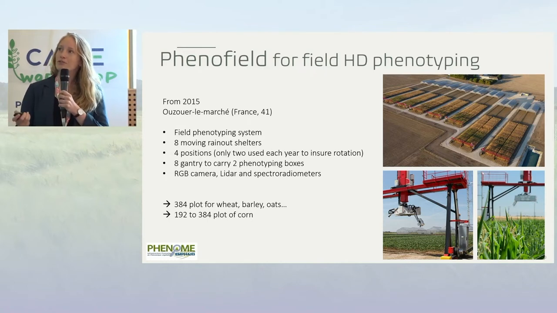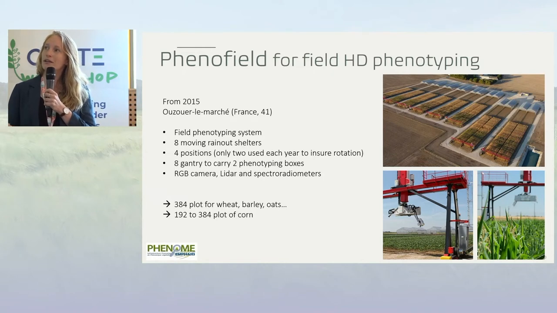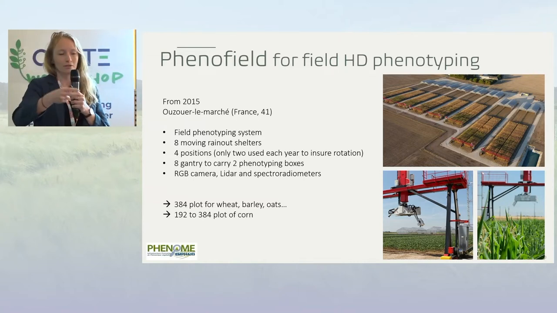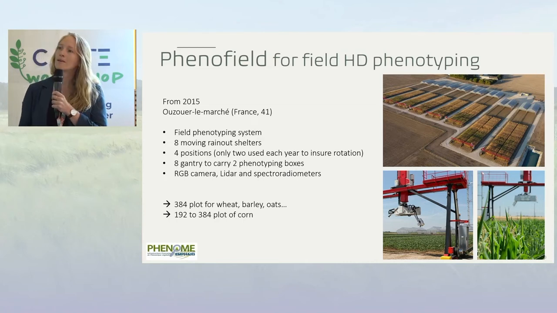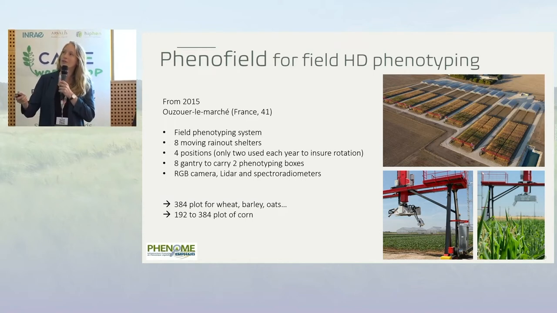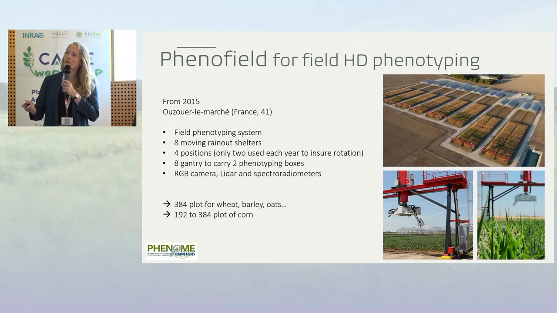And it is composed of 8 rainout shelters. With this, we can induce drought and water deficits with the scenario that we choose. The rainout shelters are on rails and can move to a position. Here you can see that it was maize in 2018. You can see that this position was water deficient compared to this one. So the rainout shelters move, and also the gantry that we can find here.